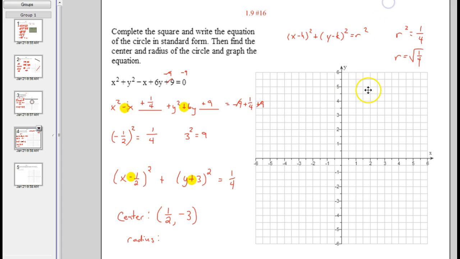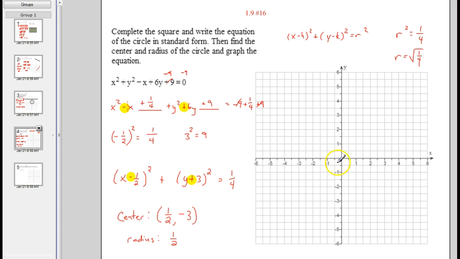Now you know 0.5 is 1/2, but for any other decimal answer you might get, you can check and see if it's a known fraction. Typically it's going to ask for it in fraction form. The radius is a half.